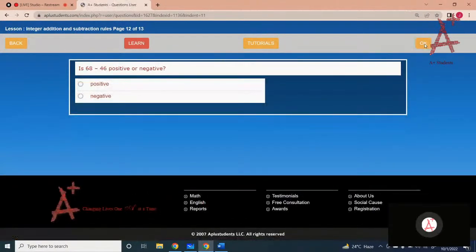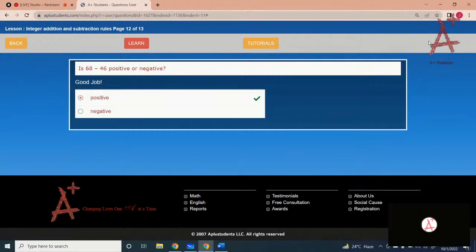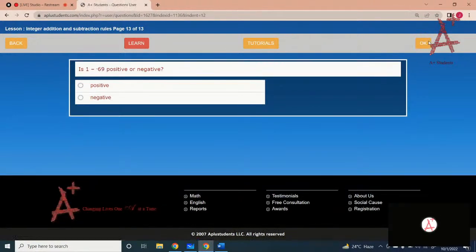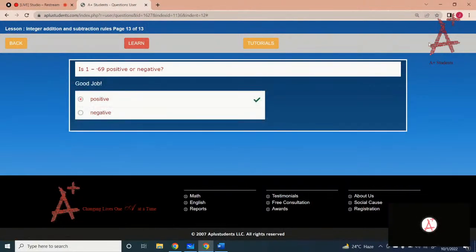Okay, is 68 minus 46 positive or negative? Yes, it is positive because 68 is a positive number, so the answer must be positive. Okay, is 1 minus negative 69 positive or negative? Yes, it is positive because negative and negative makes positive. So it is positive. Got it? So select the correct option and click on the OK button.